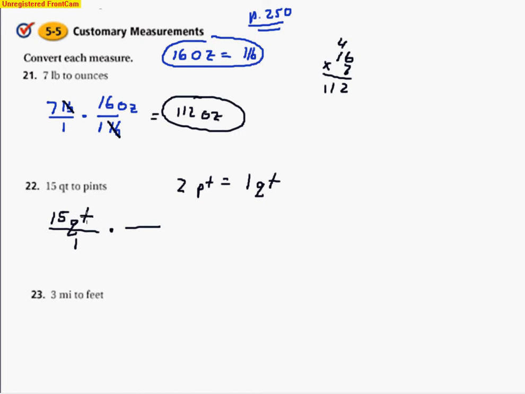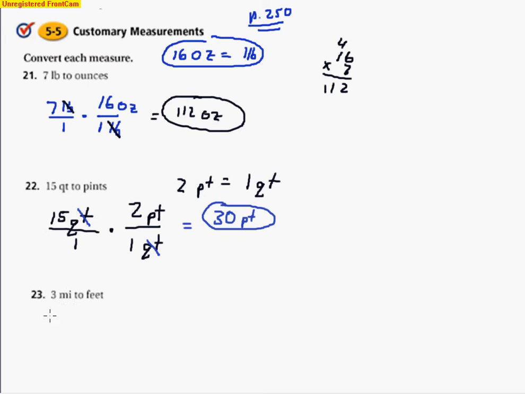Well, we want to cross cancel quarts. So I want quarts on the bottom so that I can cross cancel these. And that way I'll be left with pints. So 2 pints is to 1 quart. And so we go ahead and do the cross canceling, and I see that the quarts will now cancel. And I can go ahead and multiply across, and I'm left with pints. 2 times by 15 gives me 30 pints. And there would be my answer.